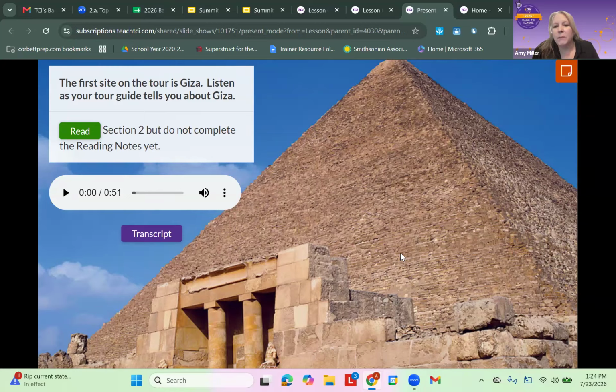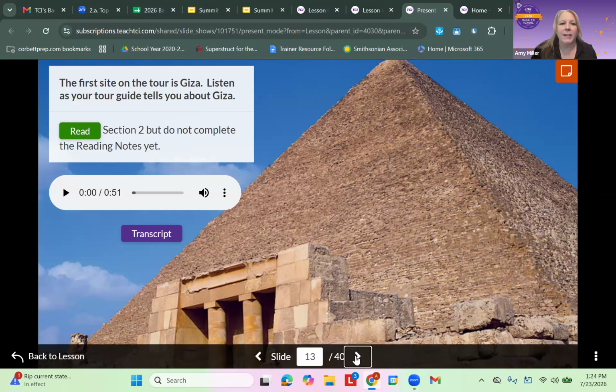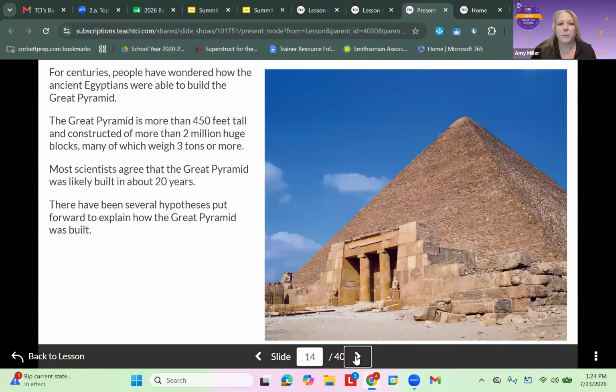So this starts them to think about the social structure in ancient Egypt, which then gets built on in the next lesson in Egypt, which has to do with the social structure. But back to ancient Egypt and Giza. So they're going to hypothesize how they think this pyramid was built.